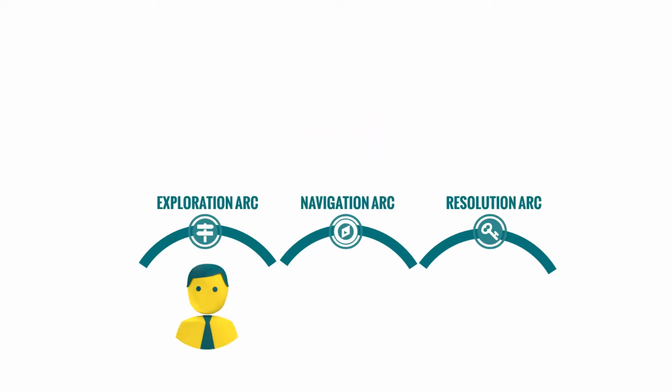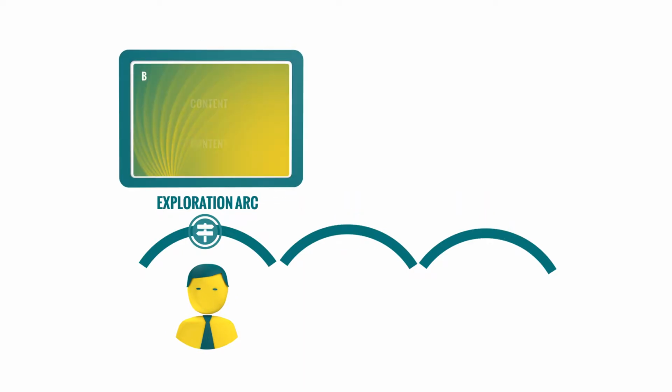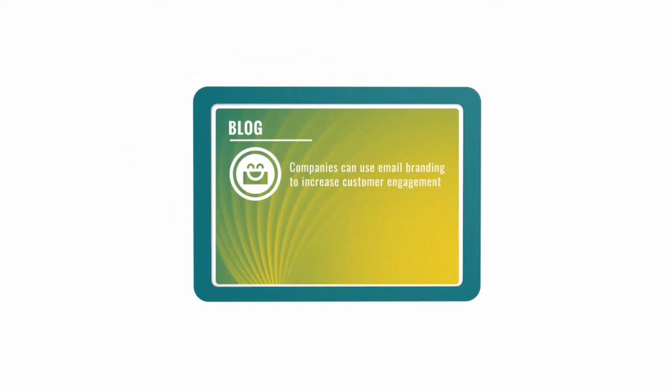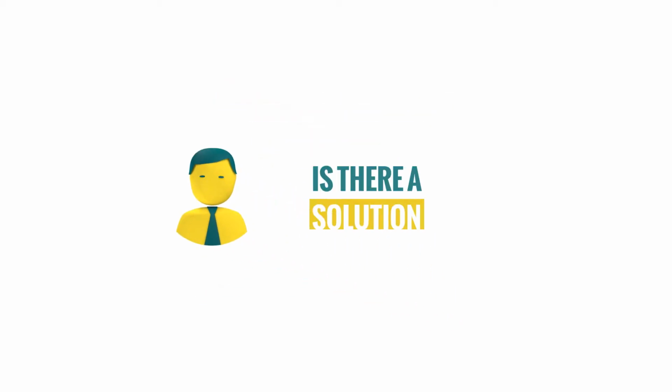A good method of getting Sam into the exploration arc is through a content upgrade on your blog. Suppose you sell email branding. You write a post about how companies can use email branding to increase customer engagement. Sam is looking for ways to do this and finds your post. He knows virtually nothing about email branding, so he sees no particular value in it yet, and he won't commit to reading much. He wants to know simply, is there a solution to this problem that I have? Or maybe even, what is this problem that I have?